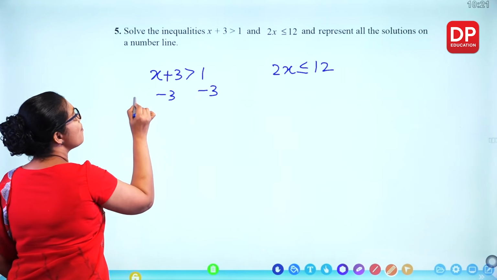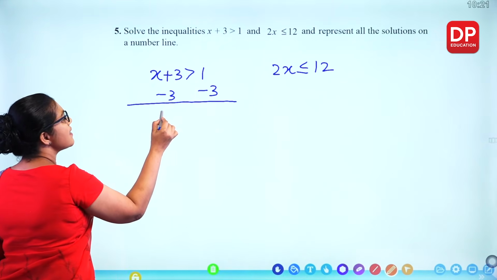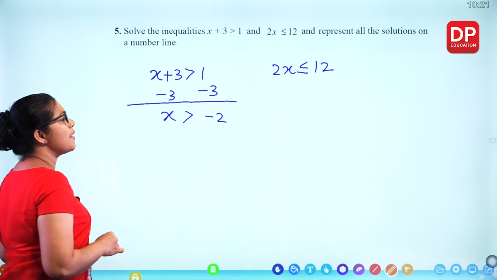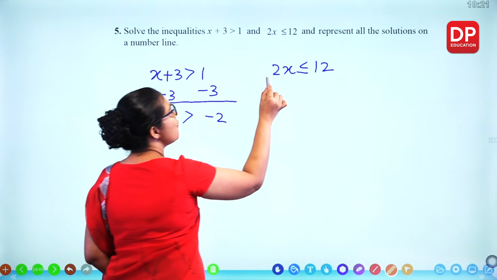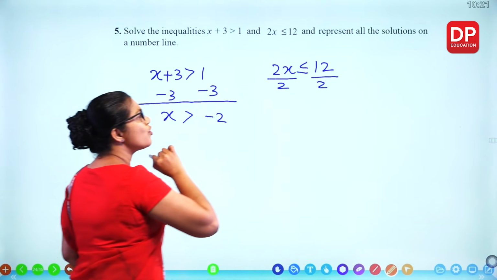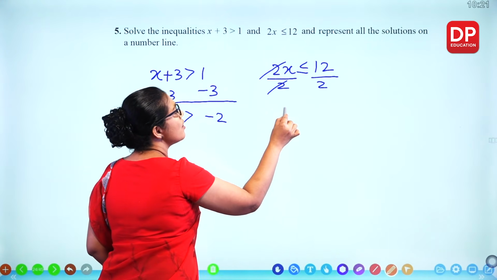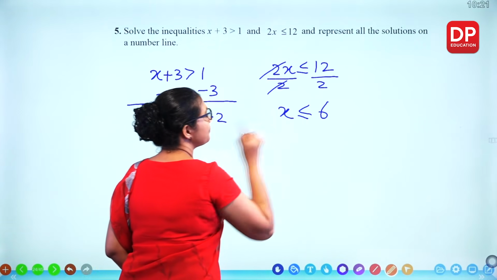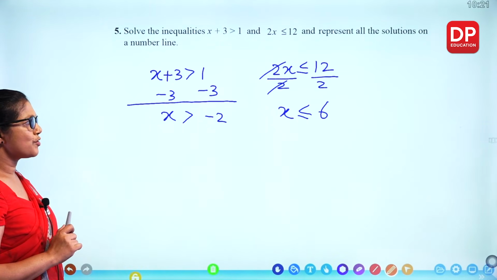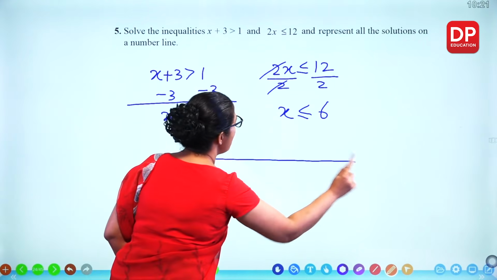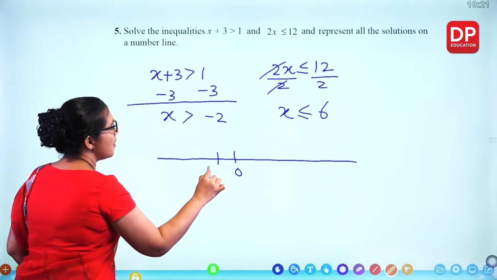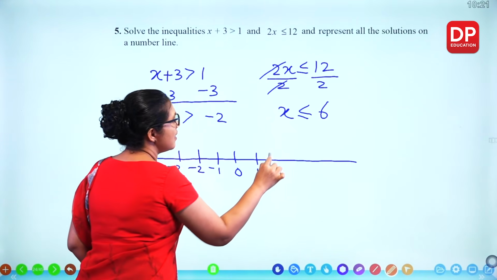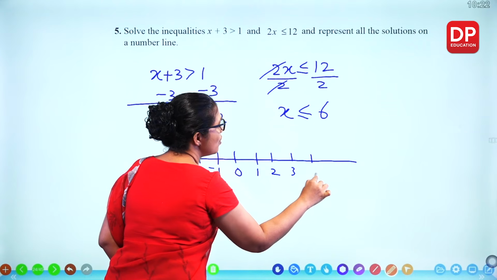Subtract 3 from both sides. 3 gets cancelled out, you get x here, 1 minus 3 is minus 2 and you get the same symbol. What about this one? You divide both sides by 2, you get x less than or equal to 12 divided by 2, which is 6. So you get x less than or equal to 6. Now we'll try to draw the number line. So here you can mark the negative numbers and I need up to 6 now.